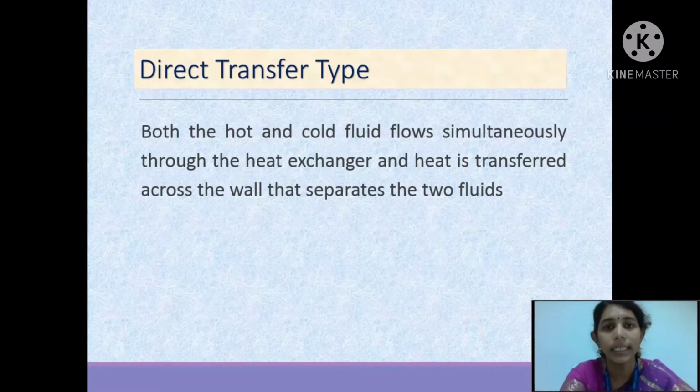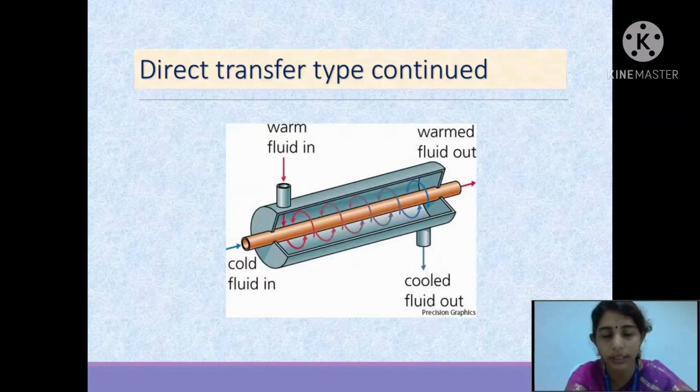When I say direct transfer type, first we'll be having two fluids that are flowing simultaneously through two concentric pipes. When I say concentric pipes, there'll be an inner tube and there will be an outer tube. So there are two tubes. So heat is transferred between the two fluids through the wall that is present between these two. I think the next figure will help you to understand better.